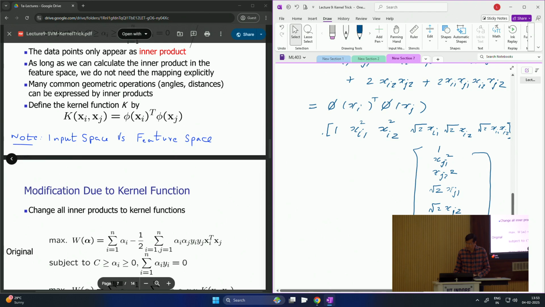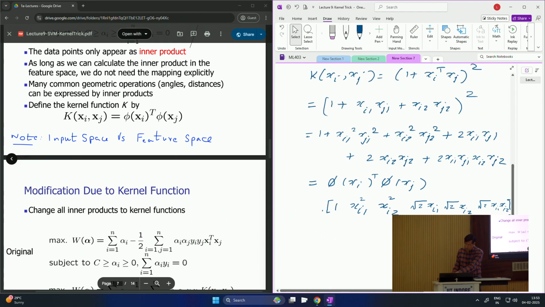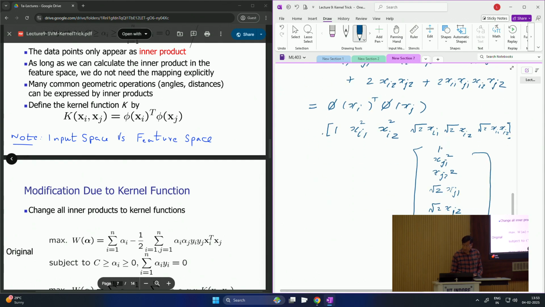Now look at this. If I multiply this horizontal vector with this vertical vector, won't I get this? Correct? So what is my phi? Phi is my this, where it is just i replaced with j. It is taking the square of the first component, the square of the second component, the first component with the square root 2, the second component with the square root 2, and then the product of the two components multiplied by square root 2. It is i, and j.